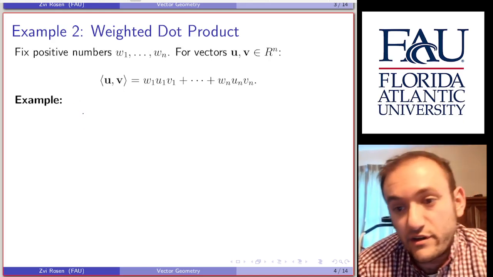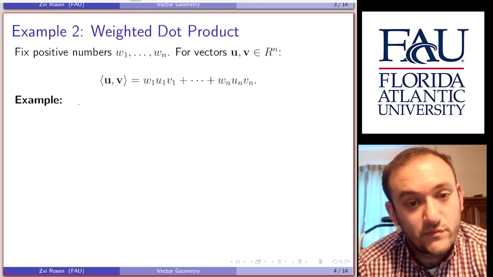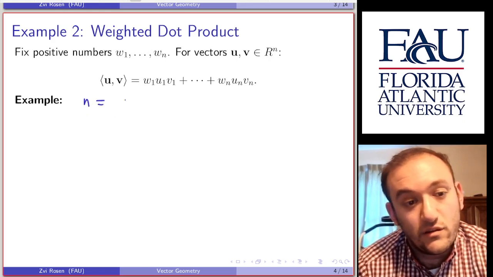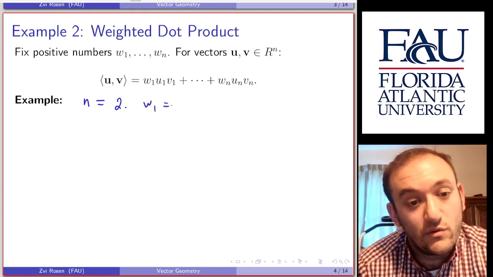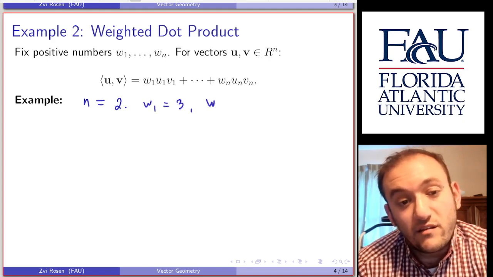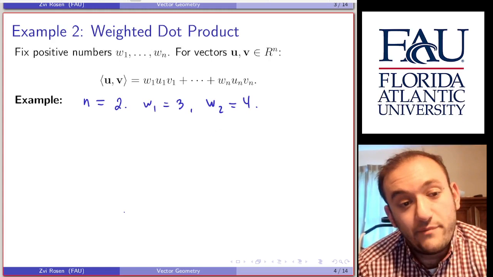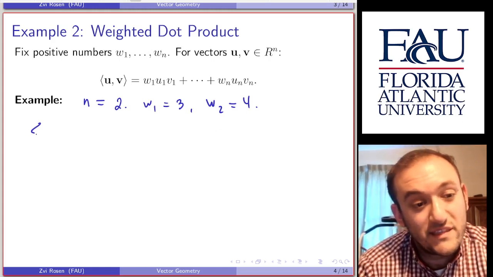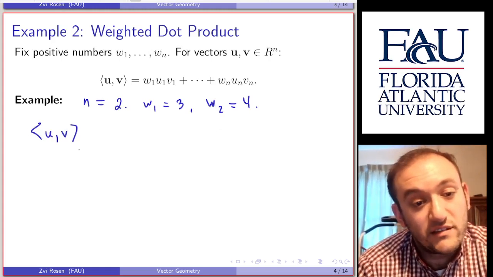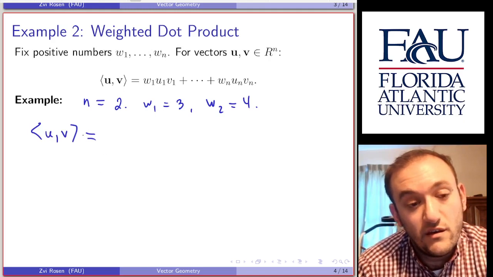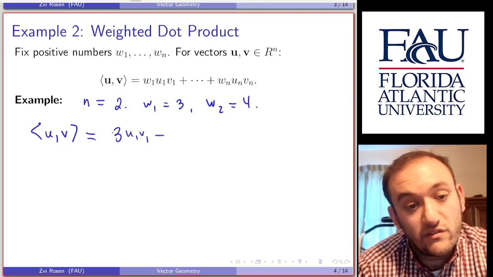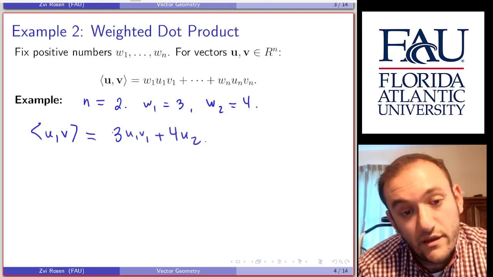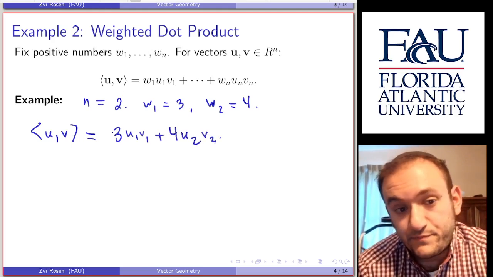So let's look at, for example, n equal 2, and we'll let w1 equal 3, and w2 will be equal to 4. Then that means that the inner product of u and v is equal to 3 u1 v1 plus 4 u2 v2.